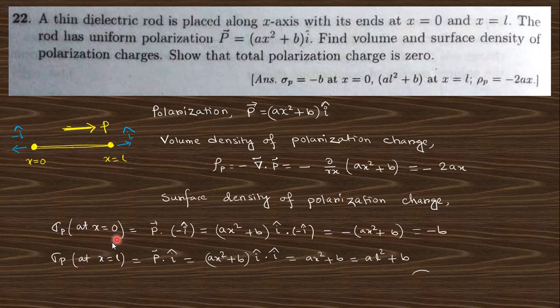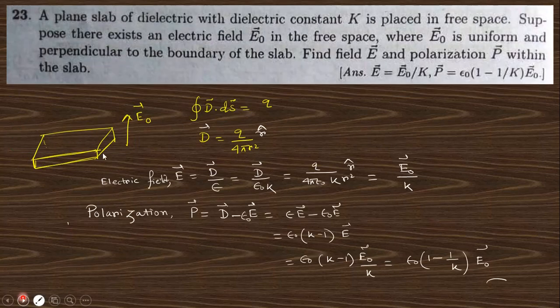Whereas at x equal to L, n cap is I cap, so put this p value, and I dot I is 1. Put x equal to L in this value and you will get this expression. Okay, so there is a volume charge density like that, and surface charge density only at these two ends. Within that region there is no surface charge density, right? Go to the next question.